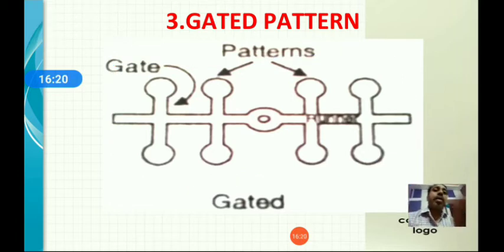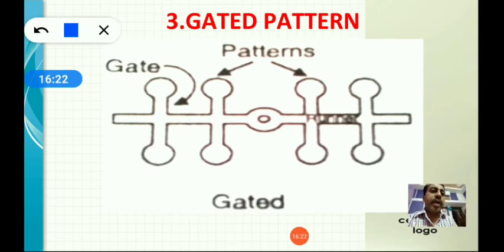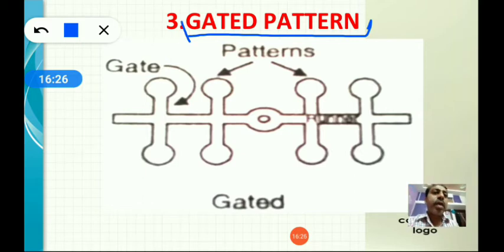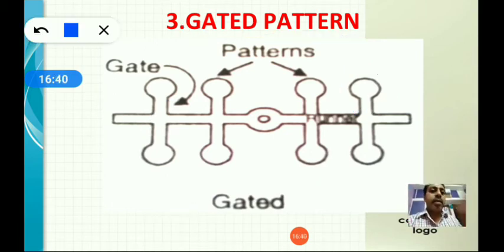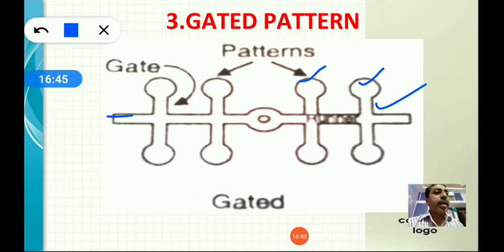But in a gated pattern, the main consideration is that our product should be a smaller one. If the product is small and we have to produce it in mass production, then we have to choose these gated patterns. In a gated pattern there is a runner, there is a gate, and a number of patterns are connected to the gate, so that we can produce small products.